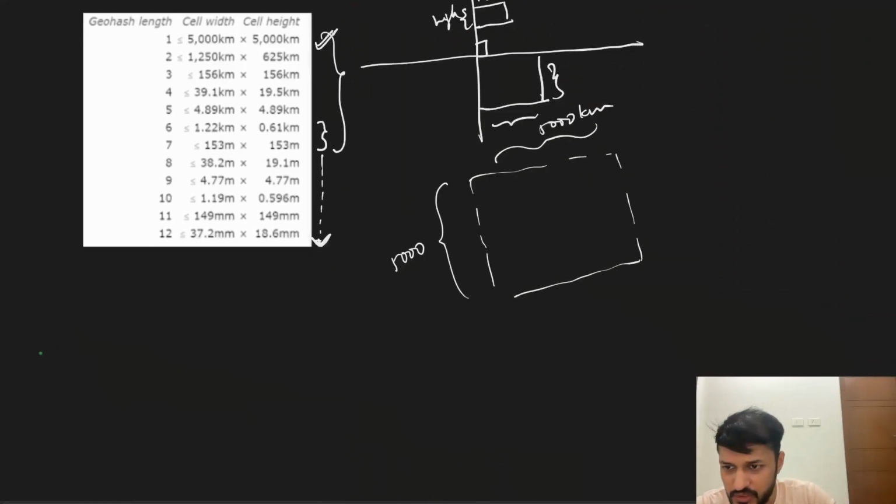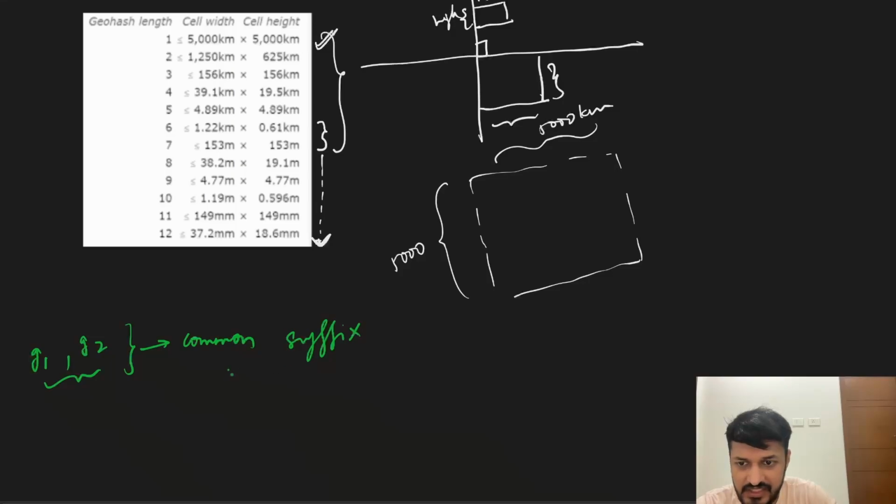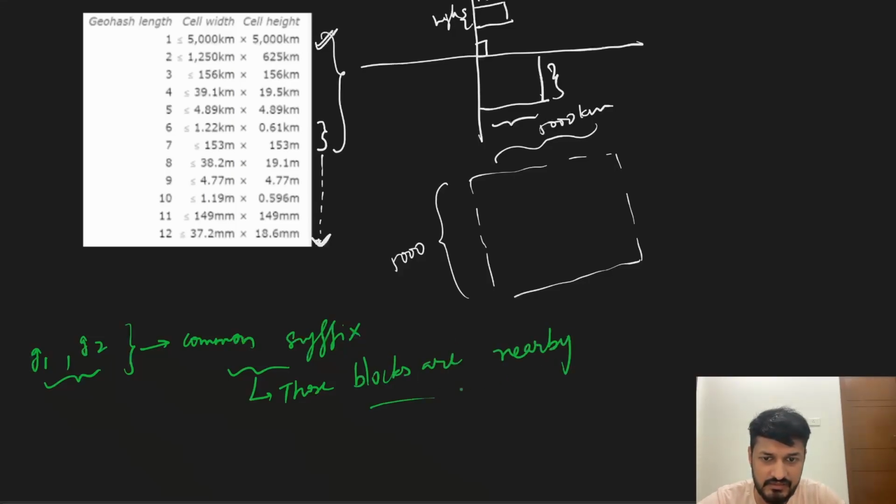So if there are two blocks having geohashes G1 and G2 and both share a common suffix, then that means those blocks are nearby, right? Now can we say the opposite? Can we say if two geohashes do not share a suffix, that means they are far away? Is it true? Actually, it is not true.